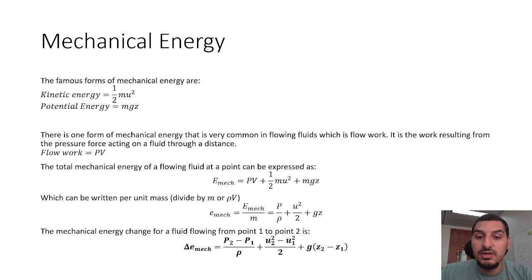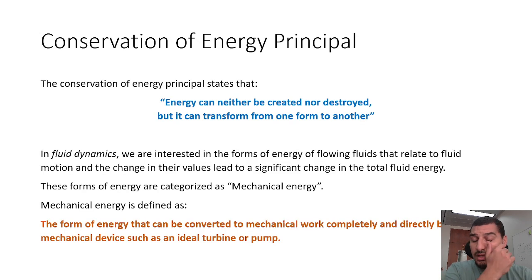This is how we can define the energy of the fluid. Now let's go back to the previous slide and revisit the definition. It's the form of energy that can be converted to mechanical work completely and directly. I hope this part of the definition is clear. Now let's go to the next part, which is using an ideal mechanical device, such as an ideal turbine or pump.